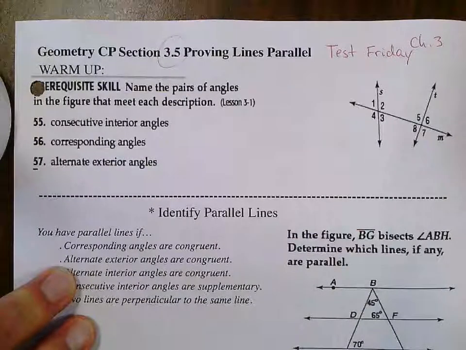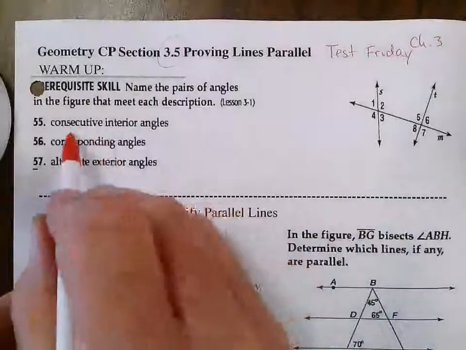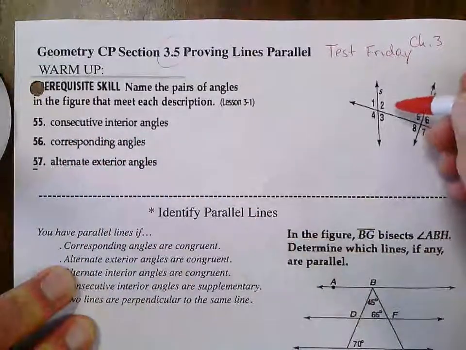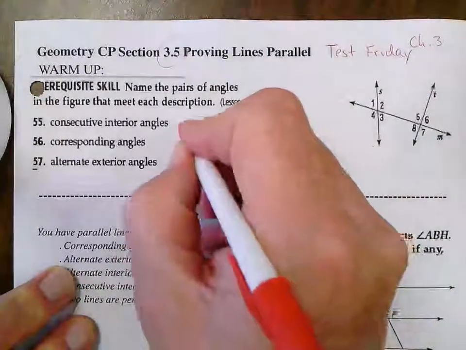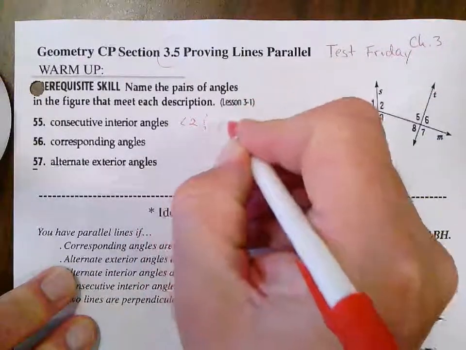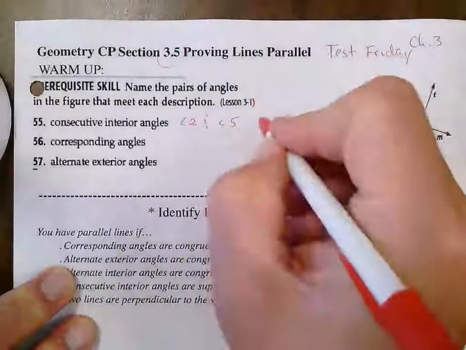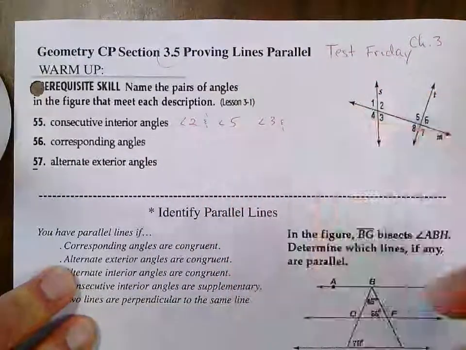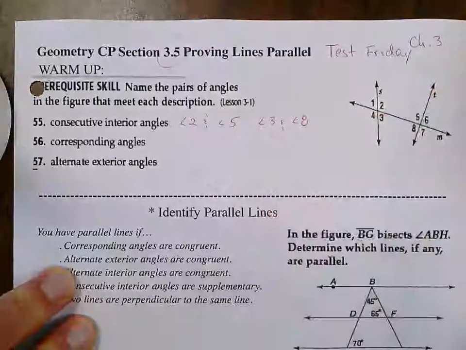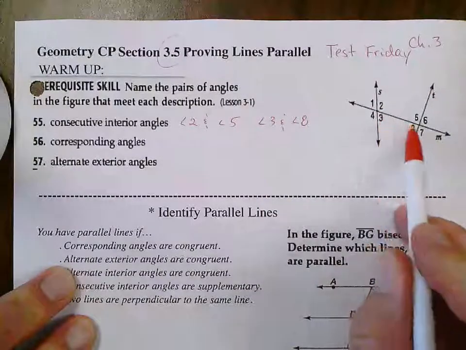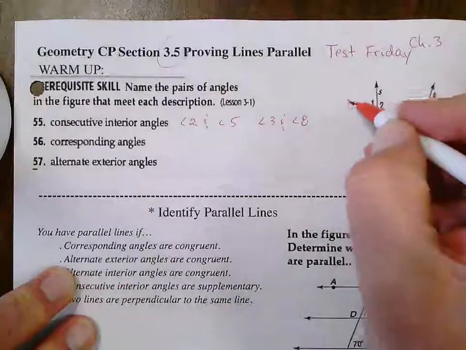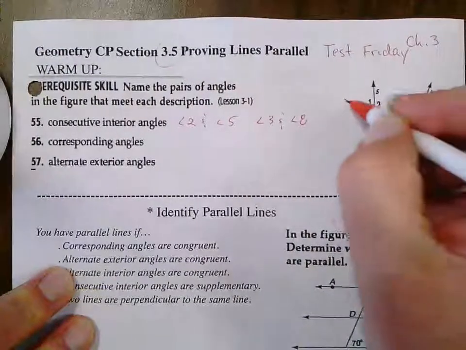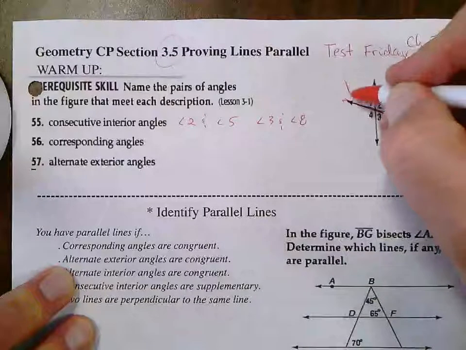All right, hopefully you hit pause. Consecutive interior angles, those are the ones on the inside on the same side. So your consecutive interior would be angles 2 and 5 and angles 3 and 8. Those are both on the inside, same side. Okay, remember, this is your transversal. So M is your transversal. Don't forget, transversal.